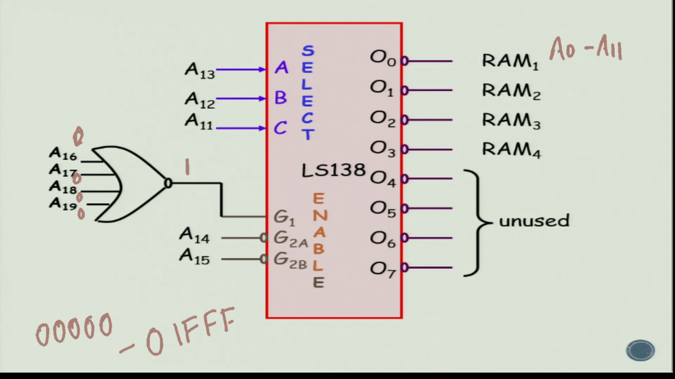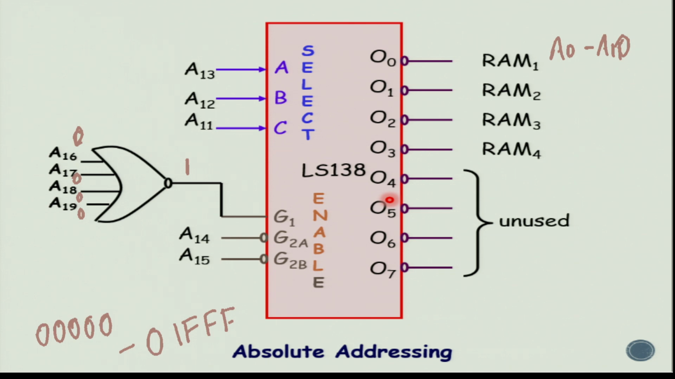A0 to A10 is going to be connected to RAM 1, RAM 2, RAM 3 and RAM 4. So A11, A12, A13 are going to go as select inputs. A14 to A19 are going to go as enable inputs. Since we have used all address lines, this kind of addressing scheme is called absolute addressing.